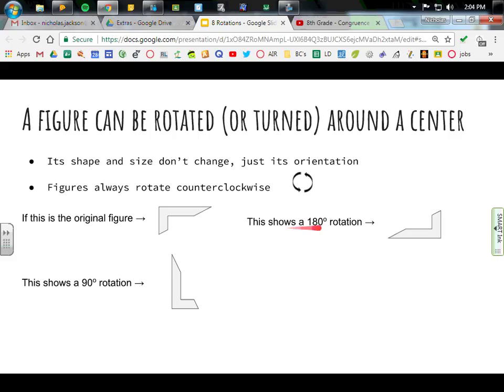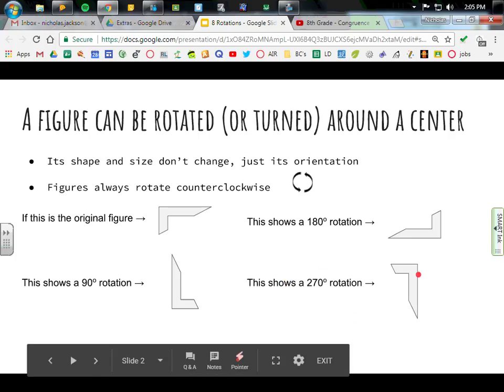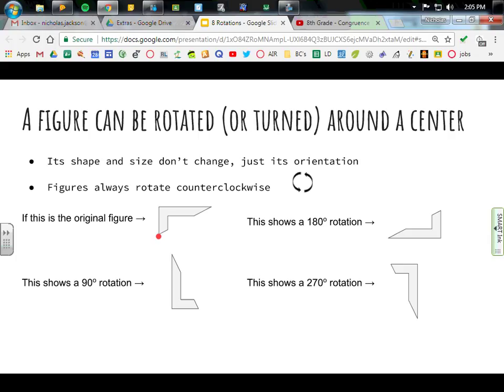This is a 180-degree rotation. So once again, if we're back at the original figure, we're spinning counterclockwise. Every point on my figure has turned about a half circle. So like this point here has spun about a half circle, and it has now ended up right about here. All right. And finally, this shows a 270-degree rotation. So, once again, every point on this original figure has spun about 3/4 of a circle.